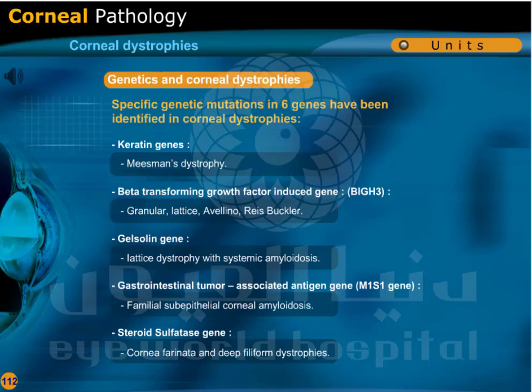Specific genetic mutations in 6 genes have been identified in corneal dystrophies. Keratin genes: Meesmann's dystrophy. Beta-transforming growth factor-induced gene, BIGH3: granular, lattice, Avellino, and Reis-Bucklers. Gelsolin gene: lattice dystrophy with systemic amyloidosis. Gastrointestinal tumor-associated antigen gene, M1S1 gene: familial subepithelial corneal amyloidosis. Steroid sulfatase gene: cornea farinata and deep filiform dystrophies.